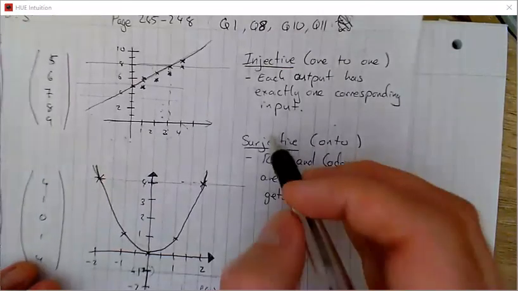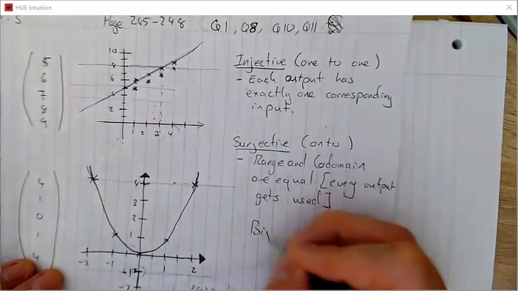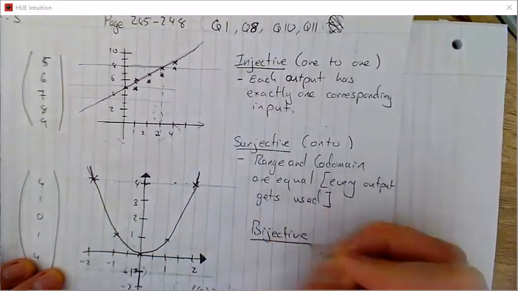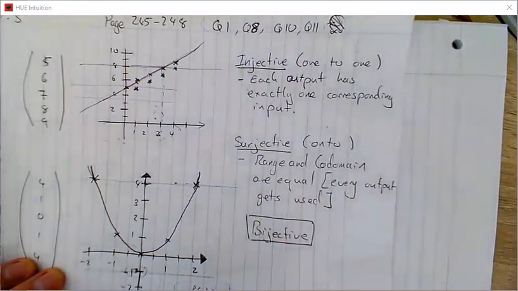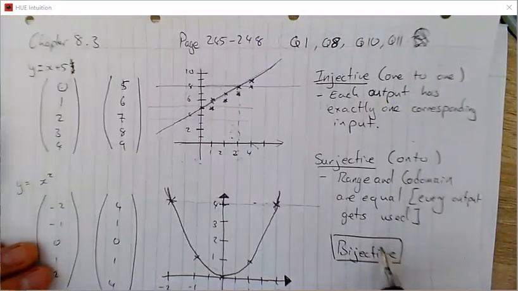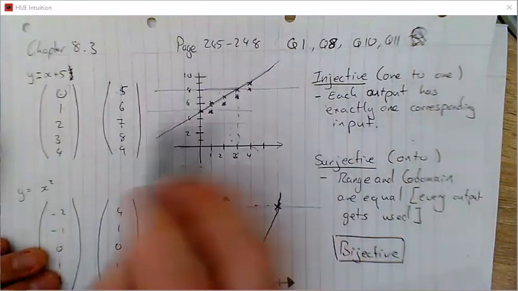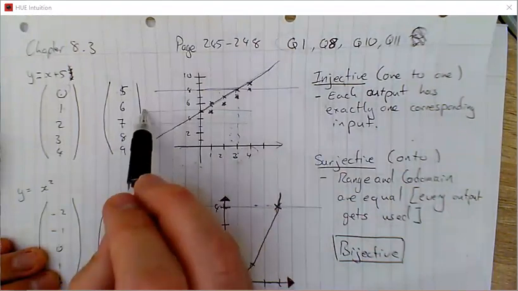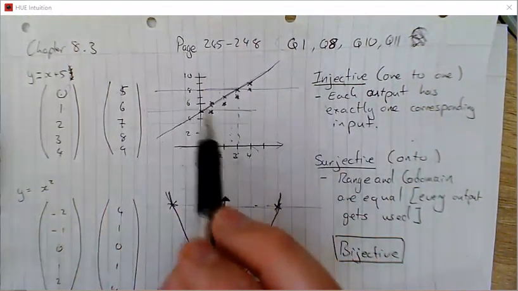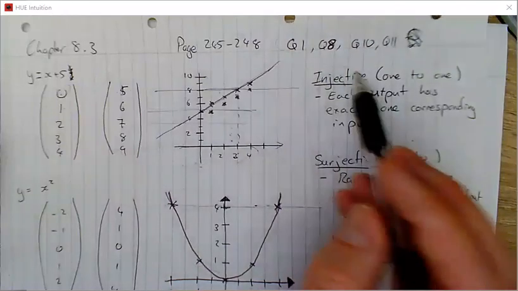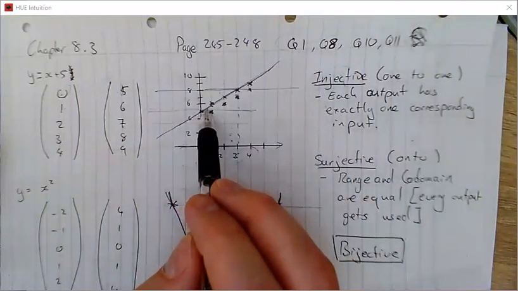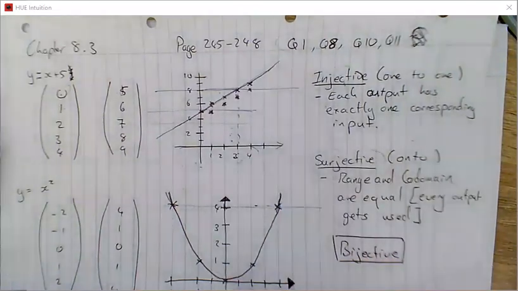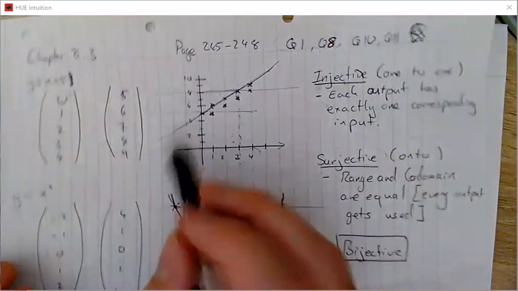Any function which is both surjective and injective is called a bijective function. When we look at inverse functions later on, we'll see that we need a function to be bijective if we're going to find its inverse. So this function up here, which is both injective and surjective, is also a bijective function. The way you know it's bijective is that a horizontal line crosses exactly once. So injective has to cross no more than once. Surjective has to cross at least once. And bijective is when a horizontal line crosses exactly once.